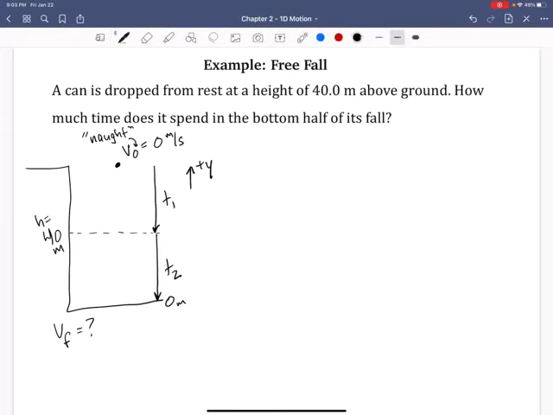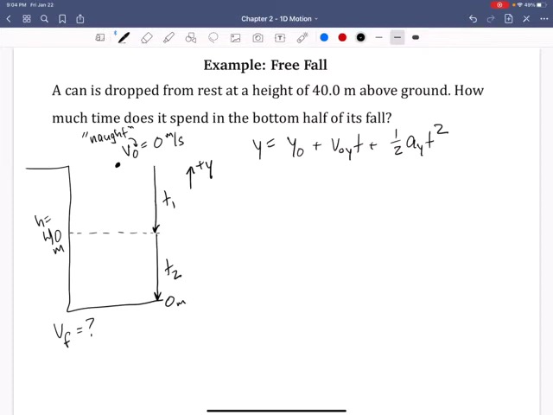I suggest trying to find the time for the entire fall. What's the time for the entire fall? Let's see, what equation can we use? We can use a couple. One of them is this one: V naught y of t plus 1/2 g, or sorry, let me write it like this.